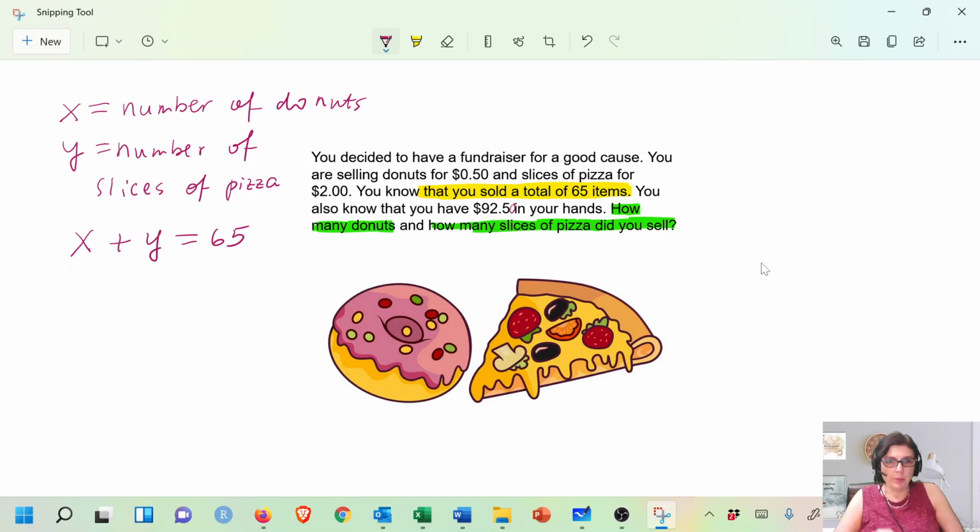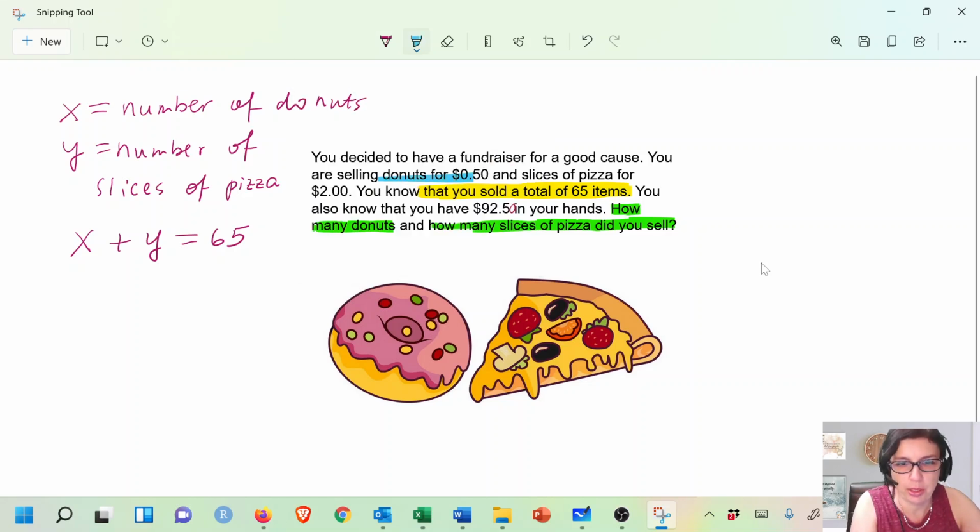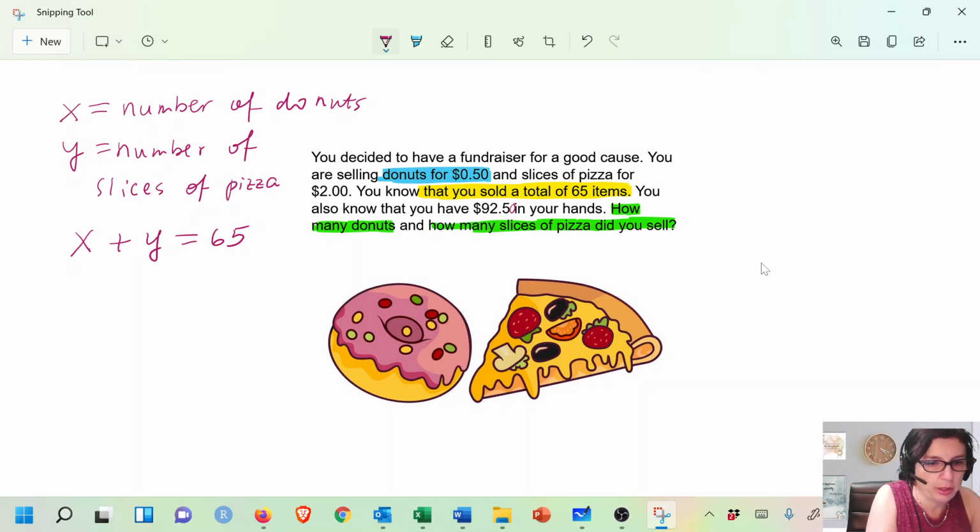Okay, now a little bit more complicated is going to be the money stuff, right? So what do we know? In terms of the money, we know that each donut is 50 cents and we sold X donuts. So if we sold 3 donuts, then we would multiply 50 cents by 3 to find out how much money we get. But if we sell X donuts, we multiply 0.5 by X. So your second equation is going to look like this, 0.5X.